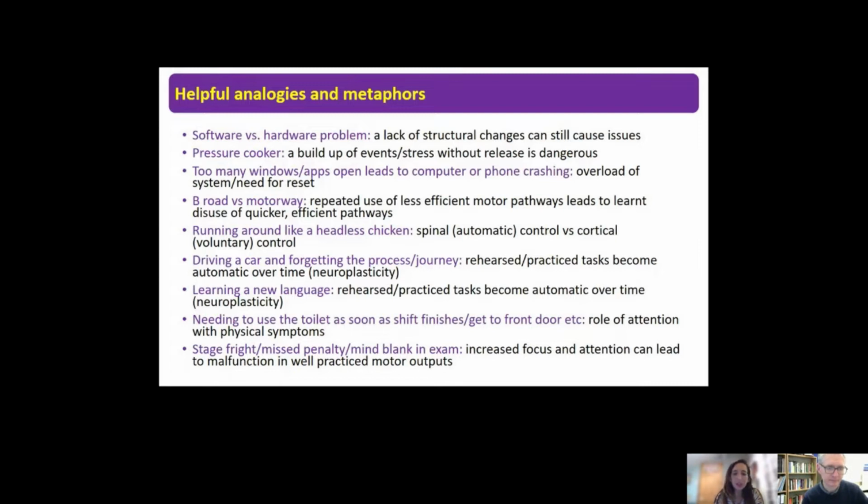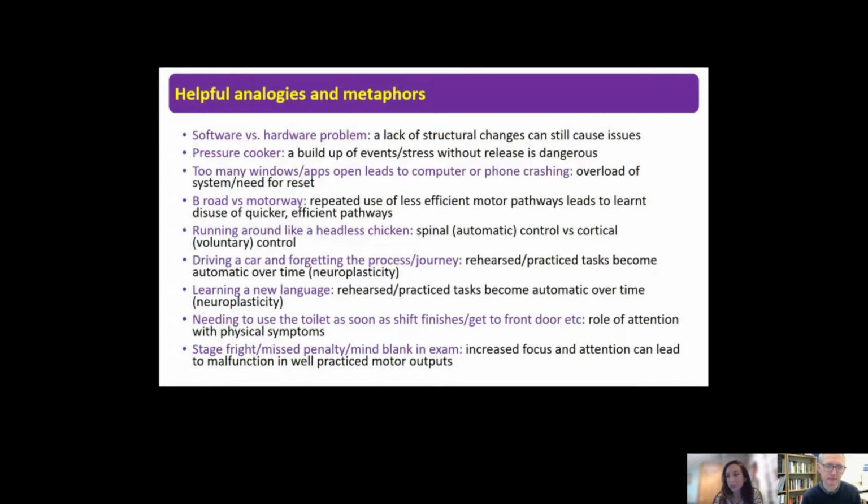B-road versus motorway. I apologise, some of these things just come out of my head during treatment, so I've put them on the presentation, but this is talking about selecting a less efficient motor pathway. So your motorways, your nice direct route, that nice nerve pattern that we've been using to walk all our lives. We walk without thinking. For whatever reason, injury or what have you, we started using a different way of walking, and that was necessary. It was something we had to do, but it's not the most efficient way of doing it. So it's like taking a B road rather than a motorway.